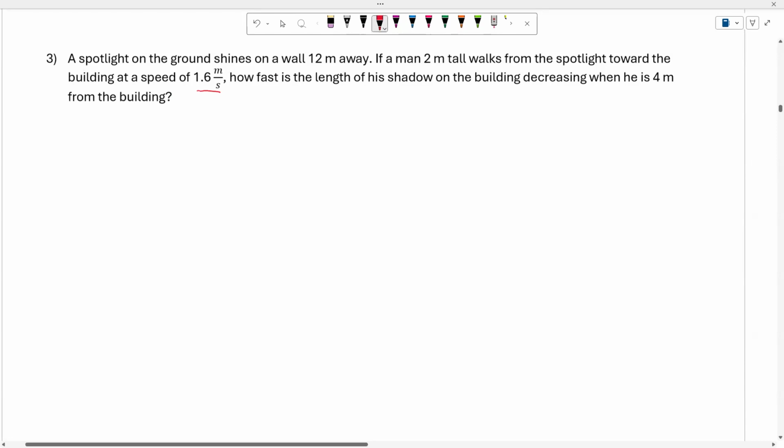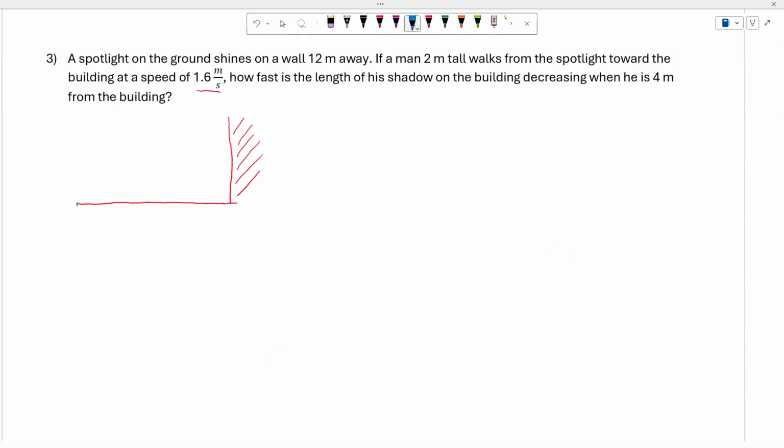when he is 4 meters from the building? Okay, so let's see. First of all, maybe let us draw the diagram to see how we understand the problem. So this is the wall. In this case, I have a spotlight. This spotlight is 12 meters away from the wall. And I have a man that is 2 meters tall, and he is walking this way.